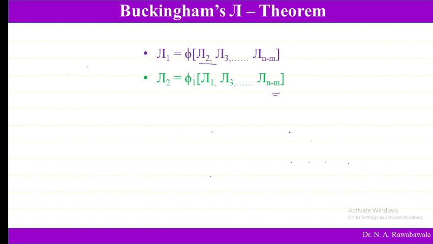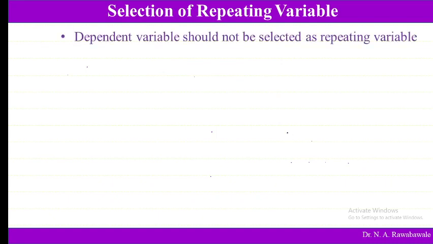So on what basis is a repeating variable to be chosen? First, very first, as far as possible, a dependent variable should not be selected as a repeating variable. This is the first condition. A dependent variable means, for example, y is equal to mx plus c. So x is the independent variable and y is the dependent variable. So this y cannot be selected as a repeating variable because y is a dependent variable.